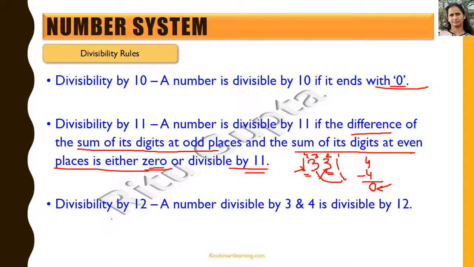Now divisibility by 12. As we said in divisibility by 6, 6 being a product of 2 and 3, if a number is divisible by both 2 and 3, it will be divisible by 6. Same is true here, because 12 is 3 multiplied by 4. So if we check the divisibility of the number by 3 and 4, then the number will be divisible by 12.